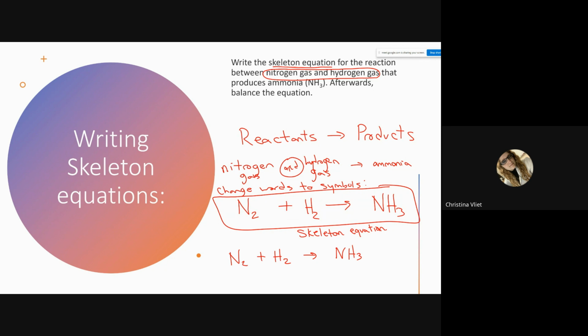Nitrogens? How many nitrogens here? There's one. So put a 2 in front of here. And that fixes nitrogen. And then we get 2 times 3 hydrogens is 6 hydrogens. How many hydrogens are here? So what number do I put in front of the hydrogen?